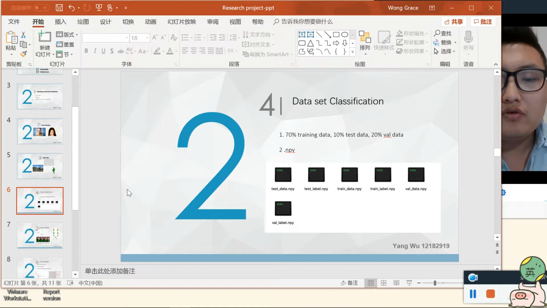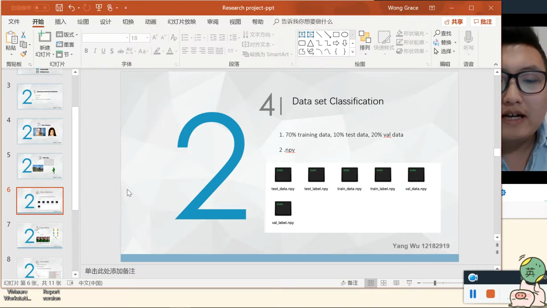So the next is about data set classification. I divided this data into three parts. The training set is used to train the model. The validation data is used to optimize the model, and the test set is used to determine whether the model is successful. The training model uses a large number of training sets, so it requires a lot of computing resources. The hardware is very demanding, and it will consume a lot of time.